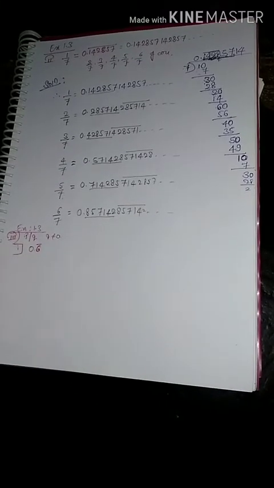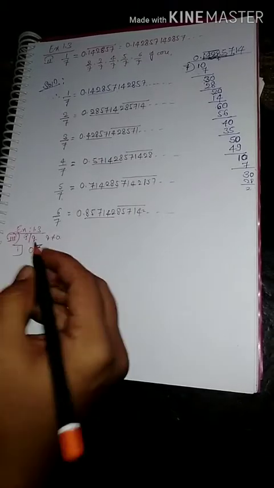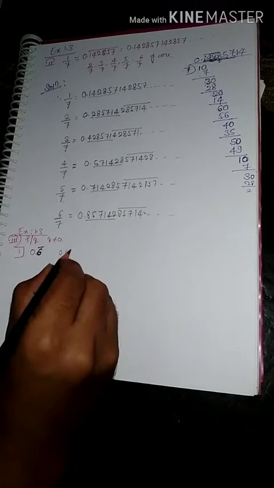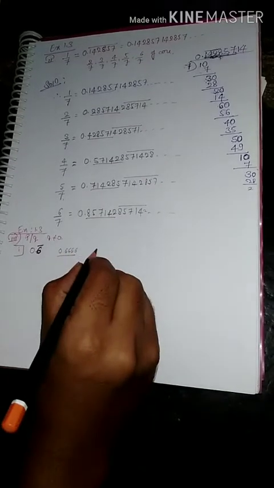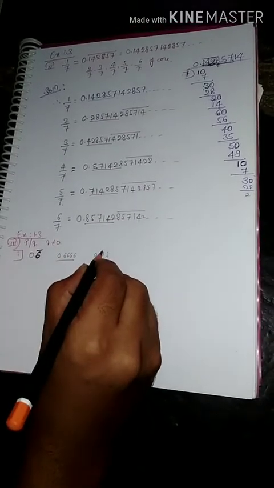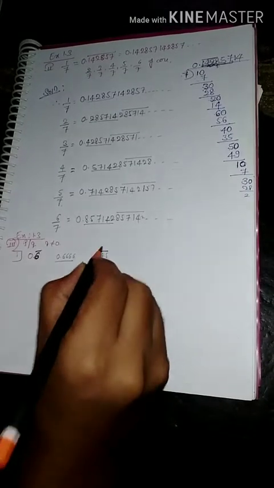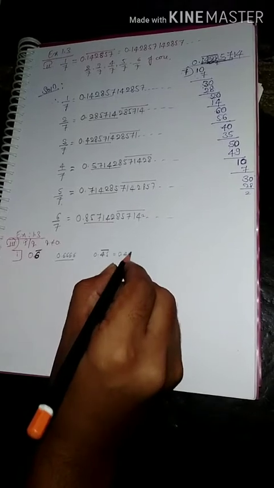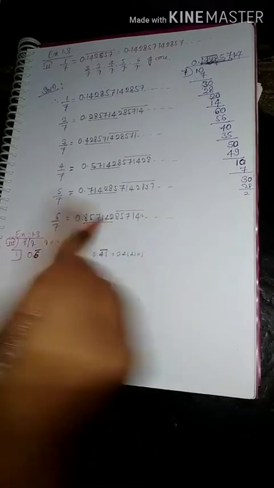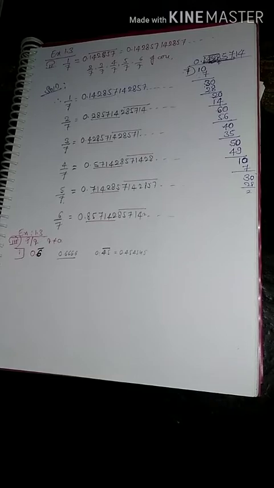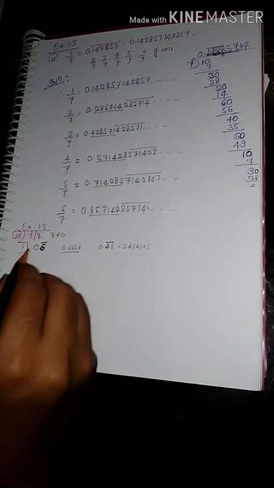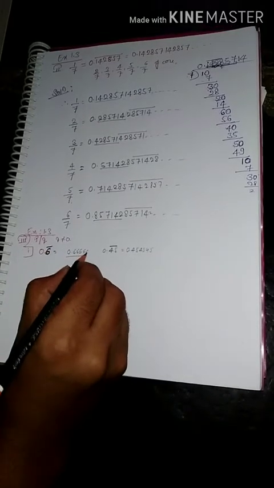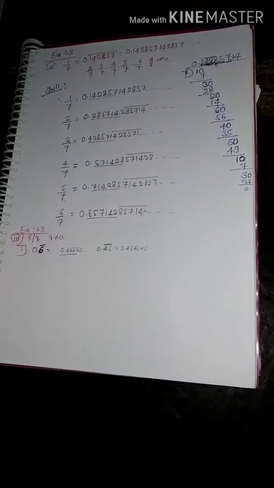Students, if there is a bar over the number, it indicates that the same digits will repeat again and again. For example, 0.45 with a bar over both digits indicates that the two digits will repeat again and again: 0.45, 0.45, 0.45. But in our example, there is a bar over only one digit. It is nothing but 0.666, and so on. Then solution.